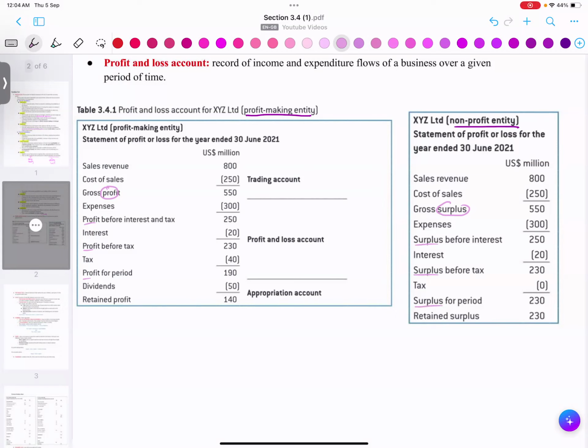And the second thing is that profit-making entities give dividends to their shareholders, whereas there are no dividends in non-profit entities, because they don't make profits. That's not their purpose. That's not what they stand for. That's really not what they do. So this is the main difference.